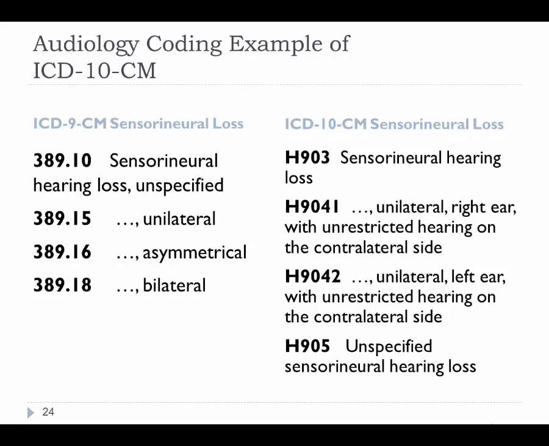Here is an audiology example that illustrates the specificity of sensory neural hearing loss in the ICD-10 CM as compared to the ICD-9 CM. Laterality was recently introduced in the ICD-9 CM for hearing loss, but it is inherent in the ICD-10 CM.